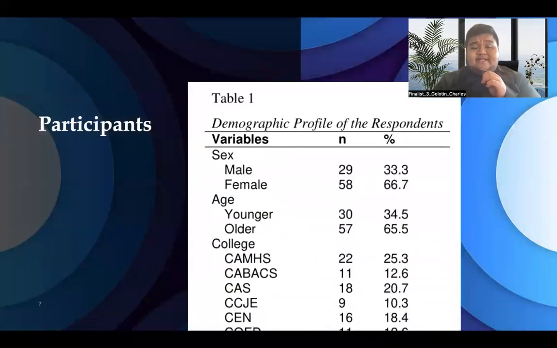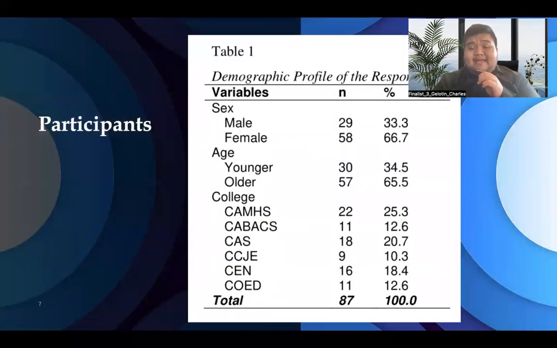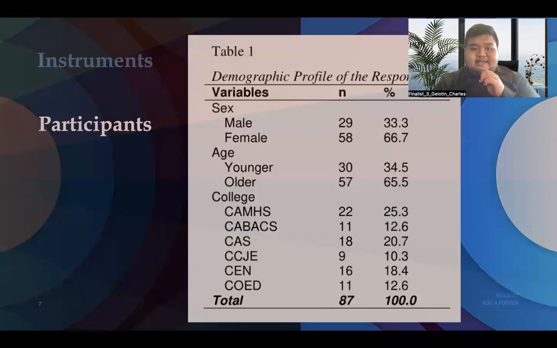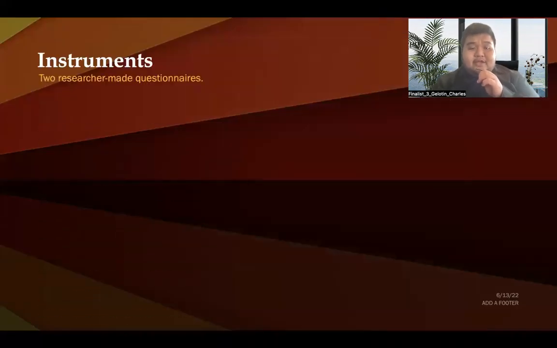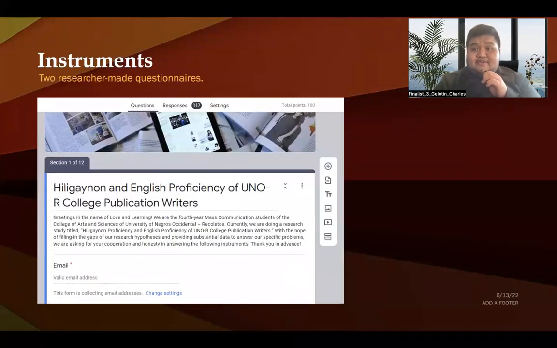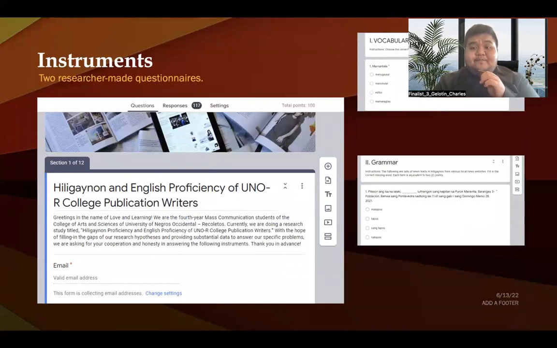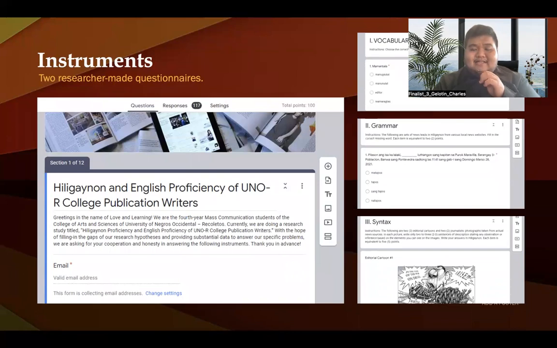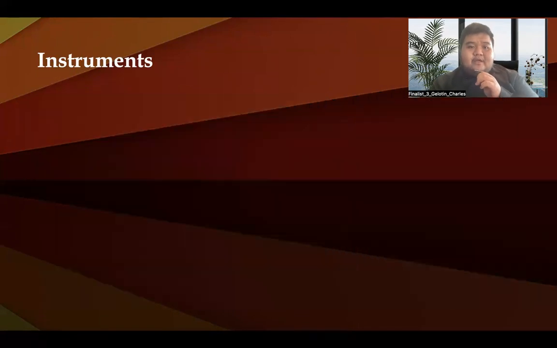For our participants, we did not have any random sampling. Instead, we opted for complete enumeration, totaling to 87 participants coming from the seven publications in the university. For our instruments, we utilized two researcher-made questionnaires, and both questionnaires are divided into three parts, namely vocabulary, grammar, and syntax that tested the skills of our respondents in sentence structure and subject-verb agreements.